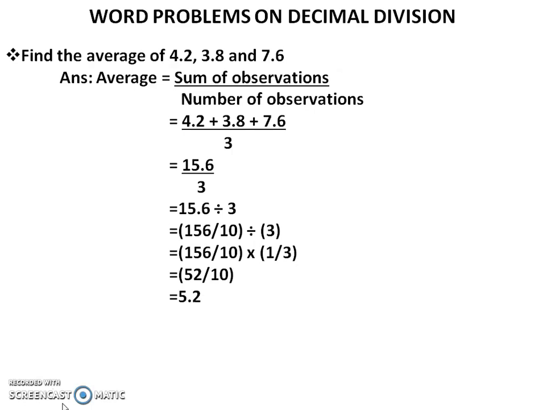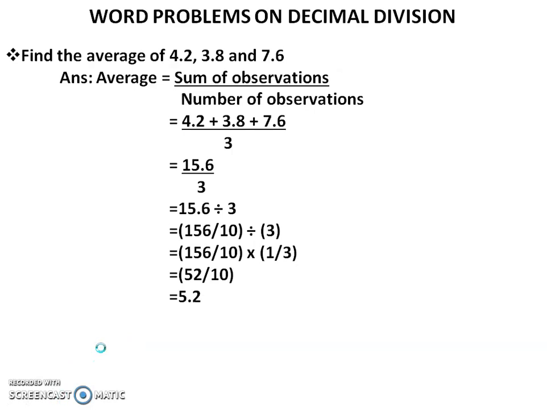Why 1 by 3? Because you are multiplying by the reciprocal of the divisor. Here what is the divisor? 3 is the divisor. So reciprocal of 3 is 1 by 3. Now 156 by 10 into 1 by 3. So I can divide 156 by 3. I'll get 52. So 52 by 10 is equal to 5.2. Hope you understood it. The concept which you have to learn in average: average is equal to sum of observations by number of observations.